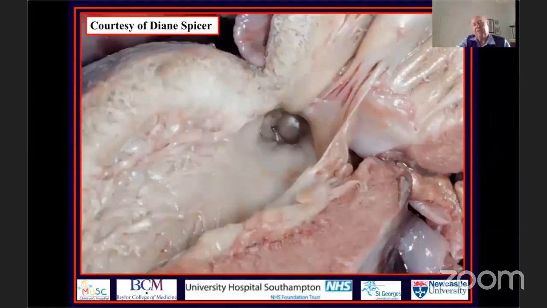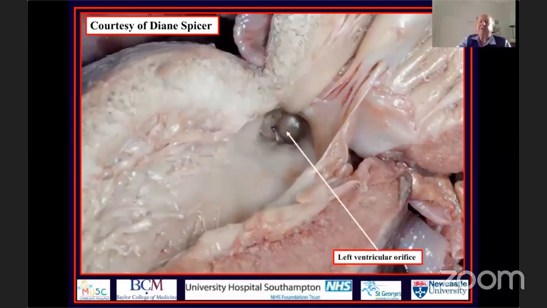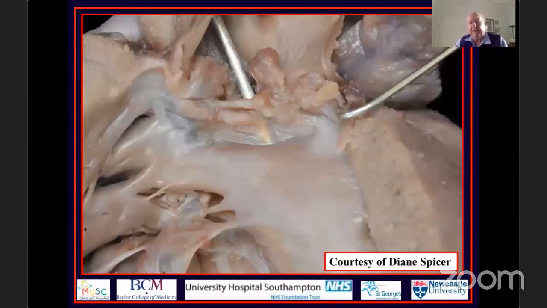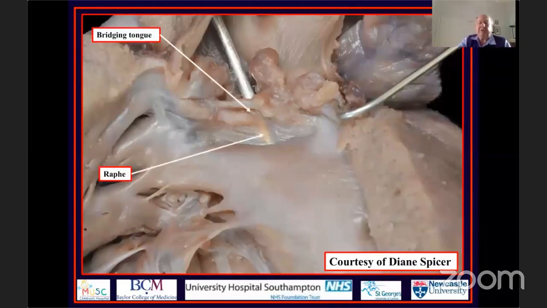This is the view that Diane has taken looking out of the left ventricle, and you can see the left half of that common truncal valve. There it is, the left ventricular orifice. But here is the lovely view she's taken from the right ventricular side again, showing you the bridging tongue, and then a raphe beneath the bridging tongue, attaching the leaflets of the truncal valve to the crest of the muscular ventricular septum, taking away any potential for ventricular shunting.